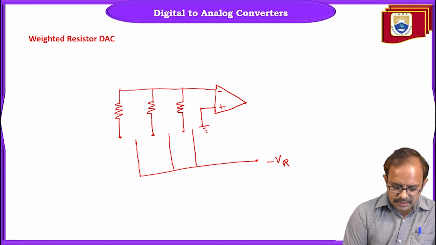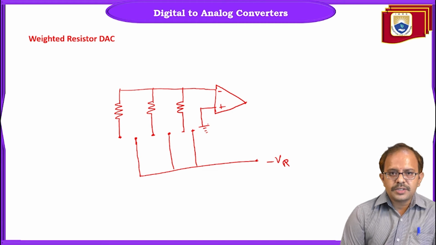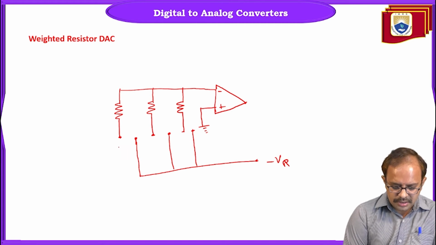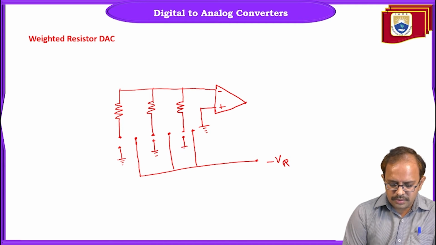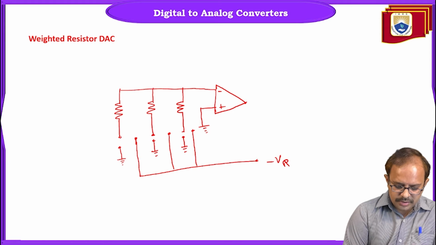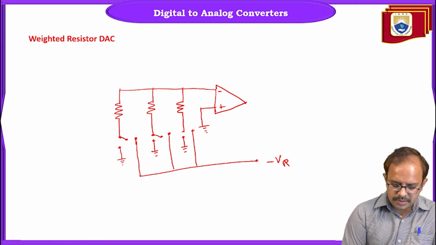So these are nothing but the digital switches. So this is one position. What is another position? The switch may be connected to a ground. That means the switch will also connect to the ground. So this is the switch. These are the switches that we are going to design, right?